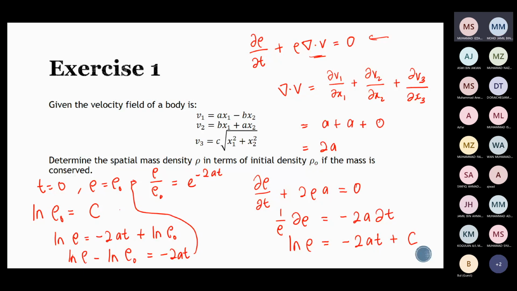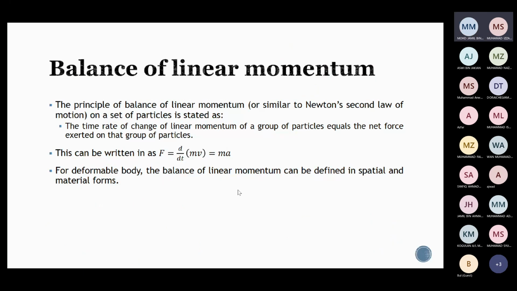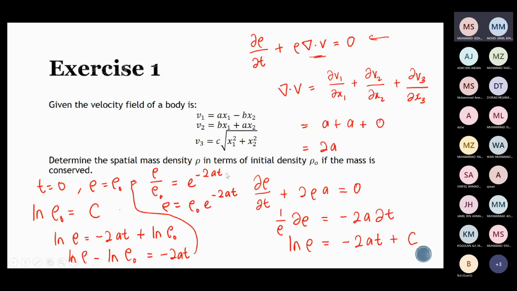I hope you understand how I get here. And then so rho is simply rho naught exponential of 280. Okay. So it's straightforward. You just need to calculate it carefully. Okay, so that's about conservation of mass. So conservation of mass will require you to calculate the density and also the velocity.